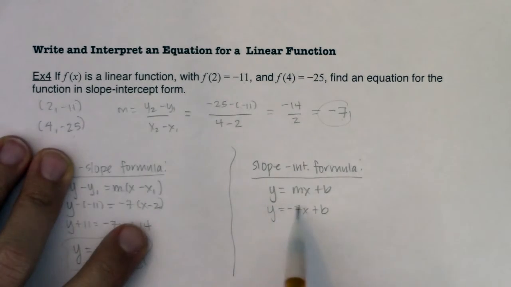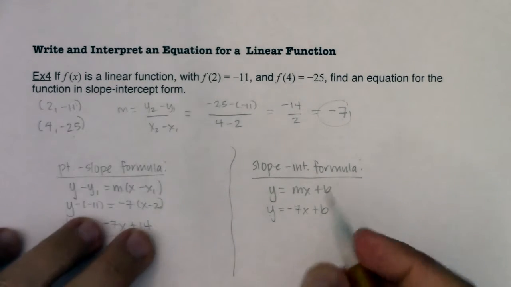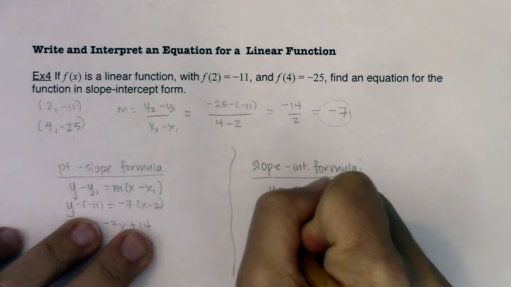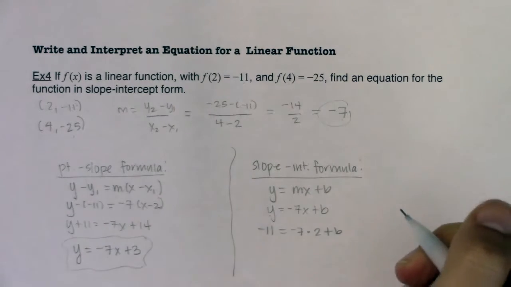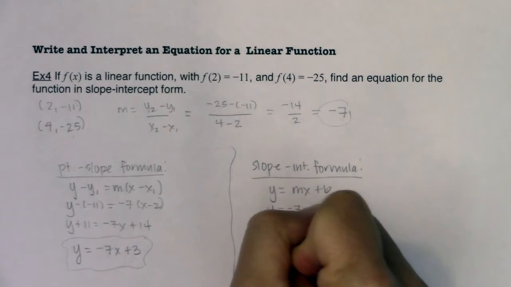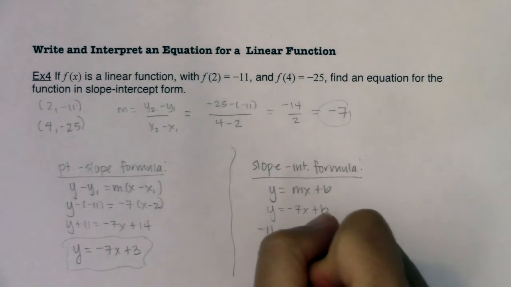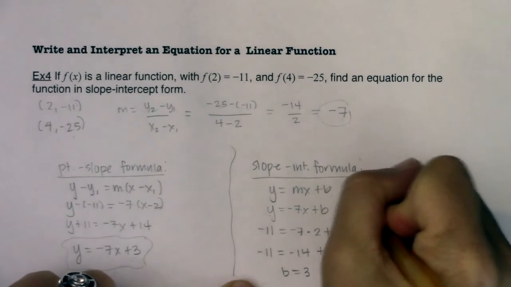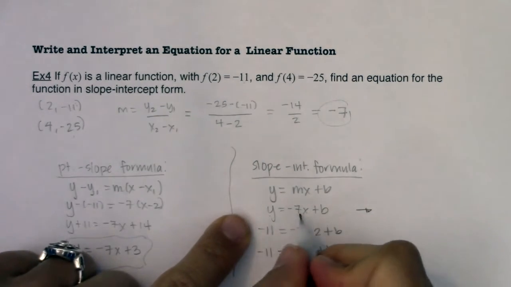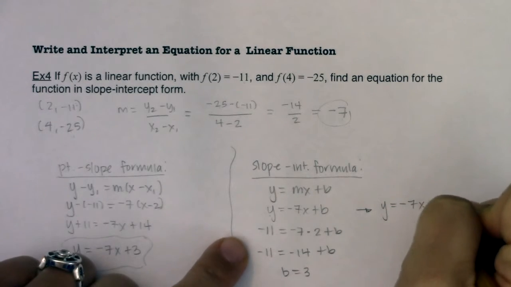Now I'm going to plug 2 in for x and negative 11 in for y, just like I plugged them in for x sub 1 and y sub 1 respectively over here. I'm going to have negative 11 equals negative 7 times 2 plus b. So I would have negative 11 equaling negative 14 plus b. If I solve for this, I'm going to get b is equal to 3. If b is equal to 3, that changes this equation not to negative 7x plus b, but to y equaling negative 7x plus 3.